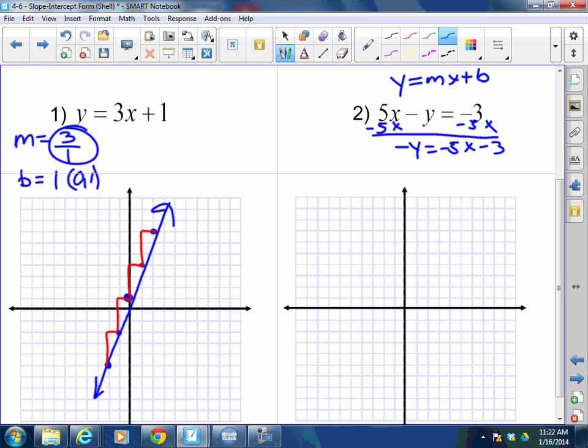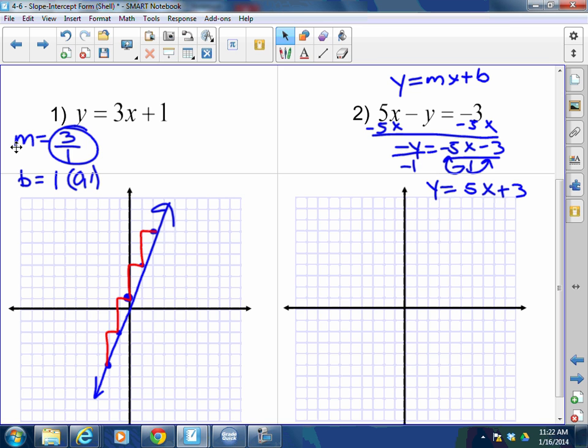What does this negative in front of the y represent? So let's divide both sides by negative 1. So y equals, the negative 1 gets divided into everything. So it's going to be 5x plus 3. What's my y-intercept, boys? 3. 1, 2, 3, (0, 3). Good. What's my slope? 5 over 1, so up 1, 2, 3, 4, 5 over 1.